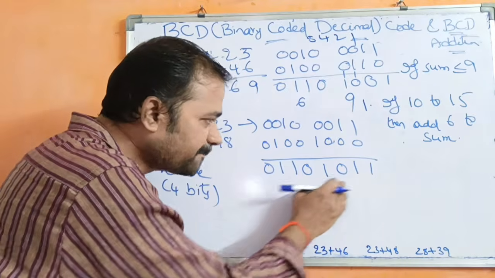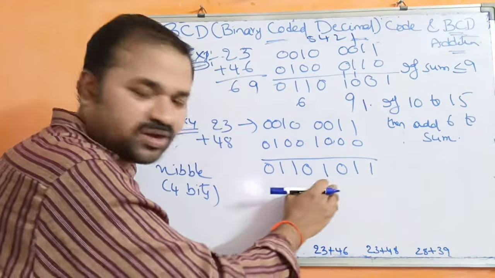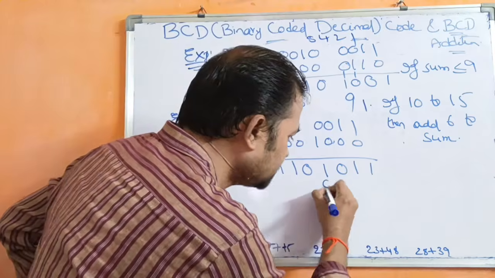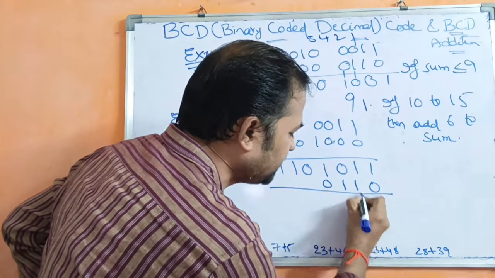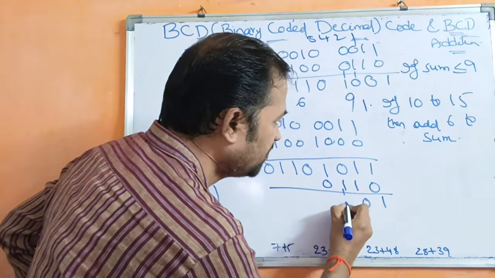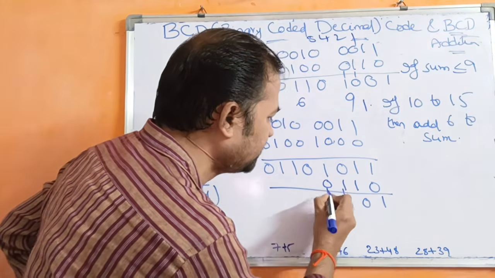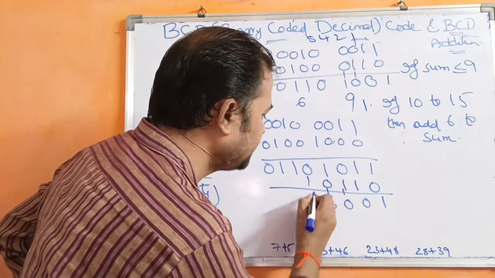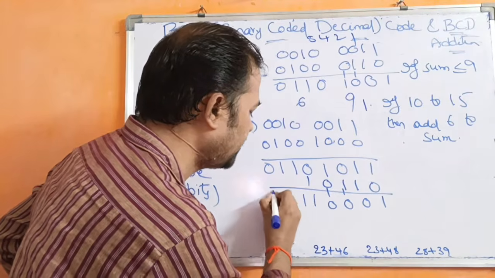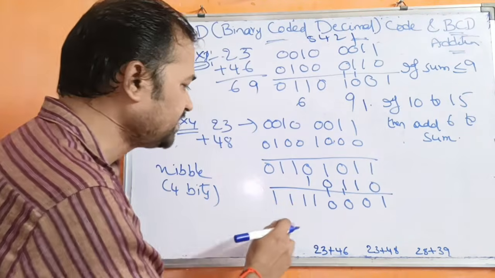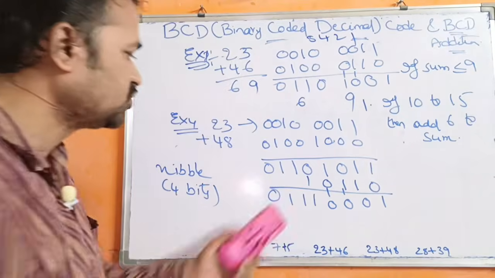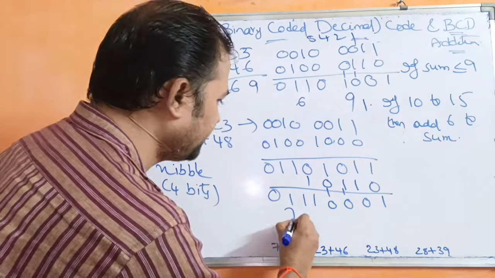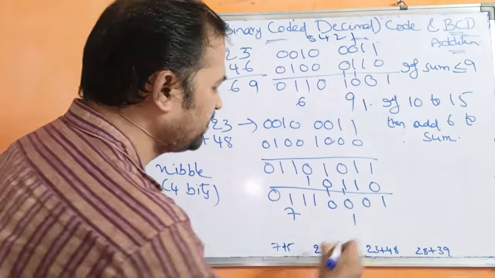So for this nibble, we have to add 6. So you add 6: 0, 1, 1, 0. So 1 plus 0 means 1. 1 plus 1 means 0 with a carry 1. 1 plus 1 means 0 with a carry 1. 1 plus 1 means 0 with a carry 1. I'm sorry, here it is 0. So 0, 1, 1, 1 means 7. 0, 0, 0, 1 means 1.